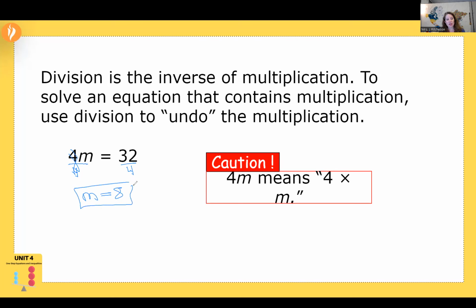For equations, you can check your answers. So if you substitute 8 for m, does 4 times 8 equal 32? Is that correct? It is. So we know m equals 8 is the right solution.